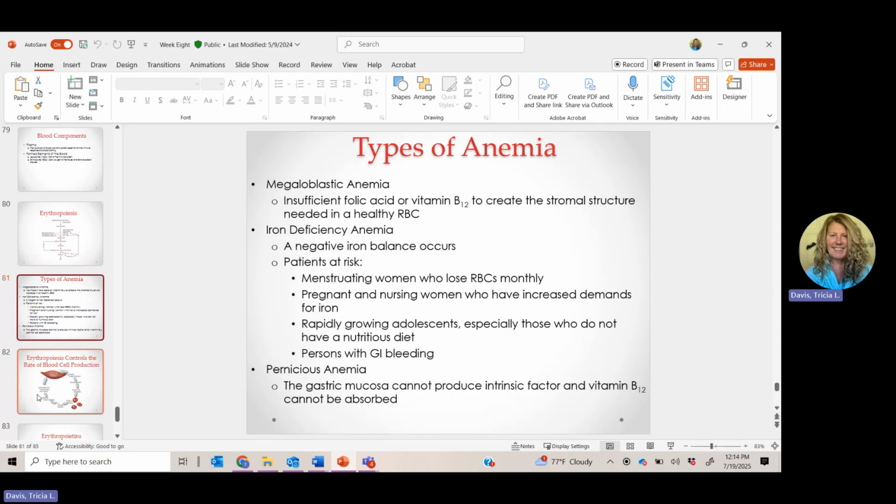Pernicious anemia is something that develops in patients because inside of our mucosa layer, inside of our belly, in that gastric mucosa, the body makes intrinsic factor, and without it vitamin B12 cannot be absorbed. Okay, so they develop anemia.